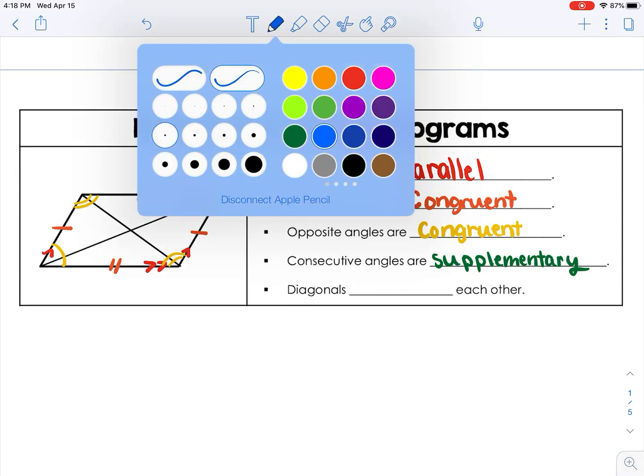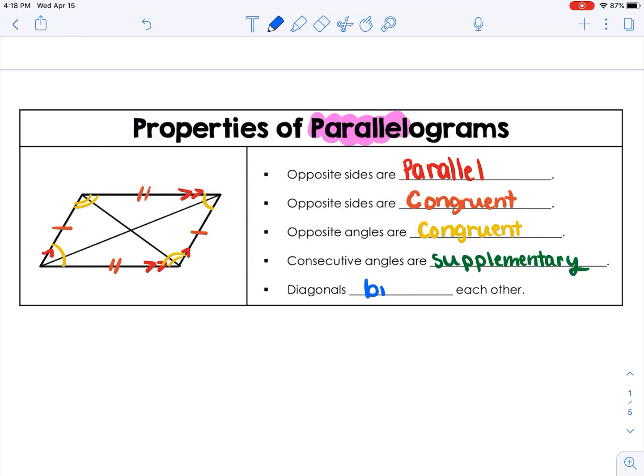And our next property is that the diagonals bisect each other. So we learned the word bisect in Unit 1. Bisect means split in half. So if this is a diagonal and that is a diagonal, those diagonals split each other in half. And so we can mark that with tick marks like this. This half would be congruent to that half, and this half would be congruent to the other half.